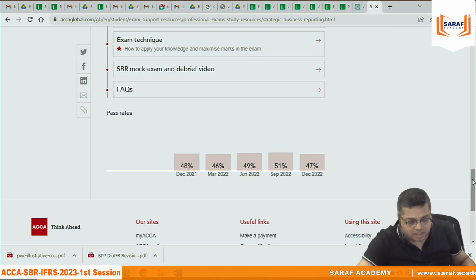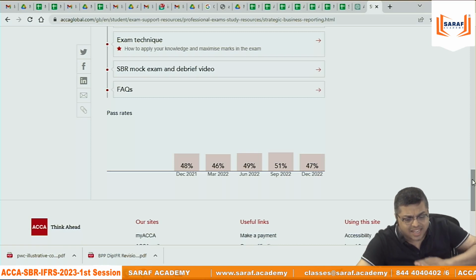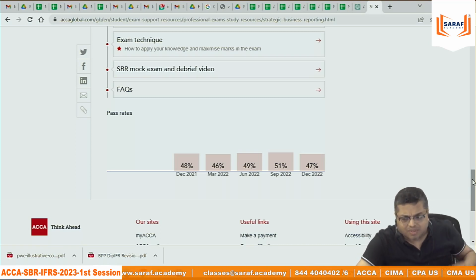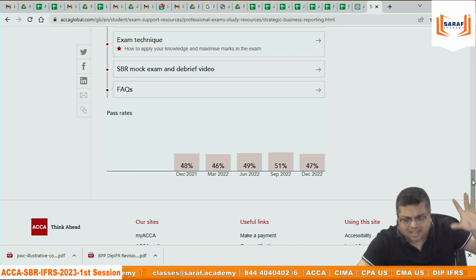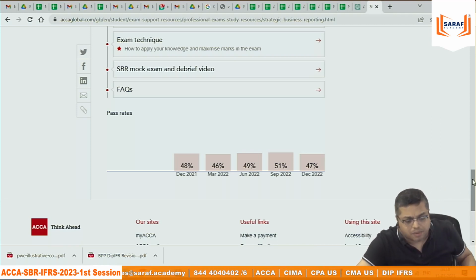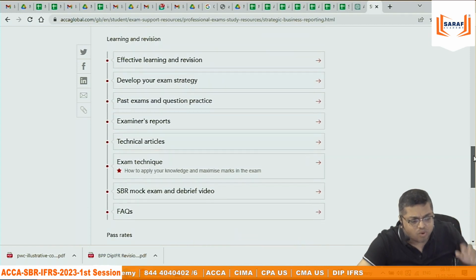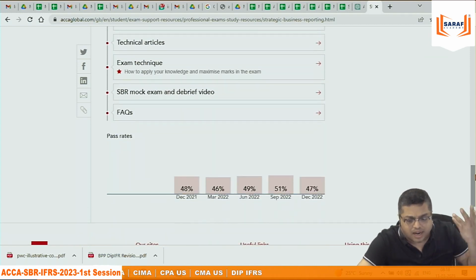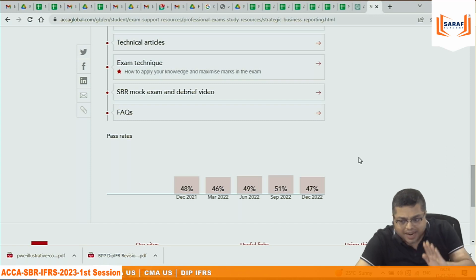In my journey of ACCA teaching since 2014, I have seen that only when the student is not studying at all are they failing the SBR exam. When the student is studying something, they are able to pass the SBR exam. People don't fail the SBR exam. Every time, in my case, suppose there are 10 students giving the exam, at least 8 to 9 pass the exam. 8 to 9.